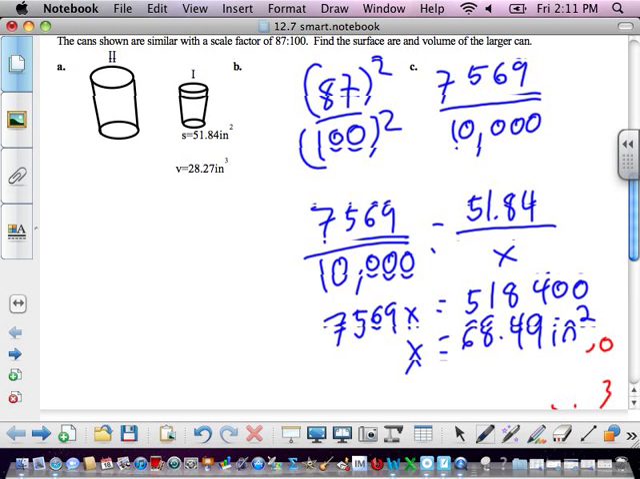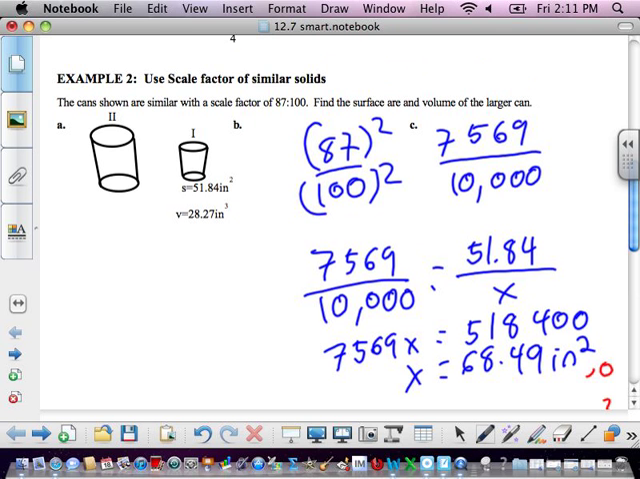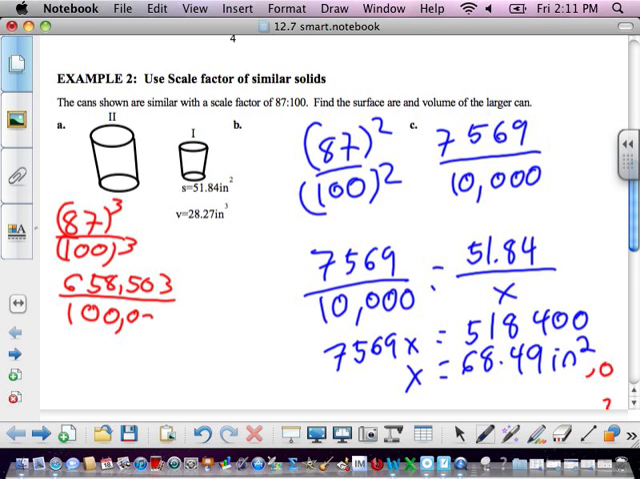Okay, but it said 2 things I had to find. The volume. So instead of squaring them, we're cubing them. We're going to be dealing with some big numbers here, huh? 87 cubed is 658,503. And 100 cubed, should be able to do this in my head, is 1 million.